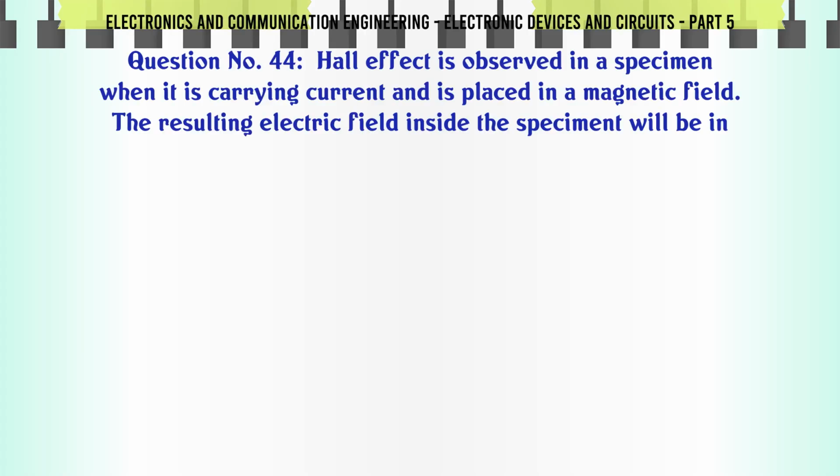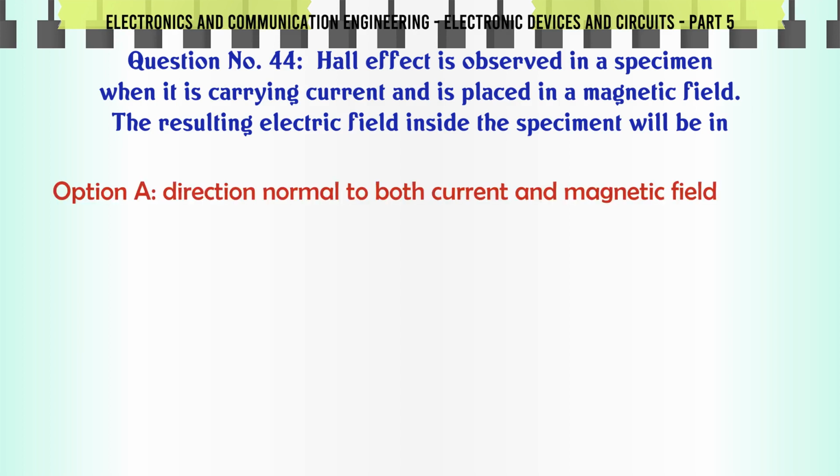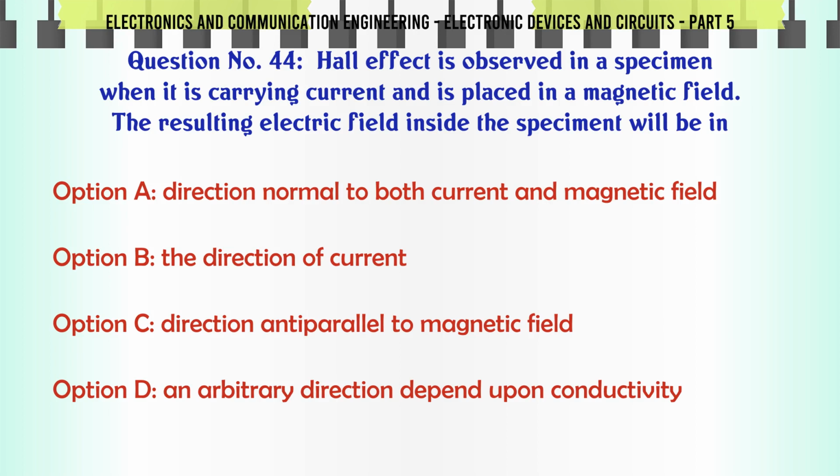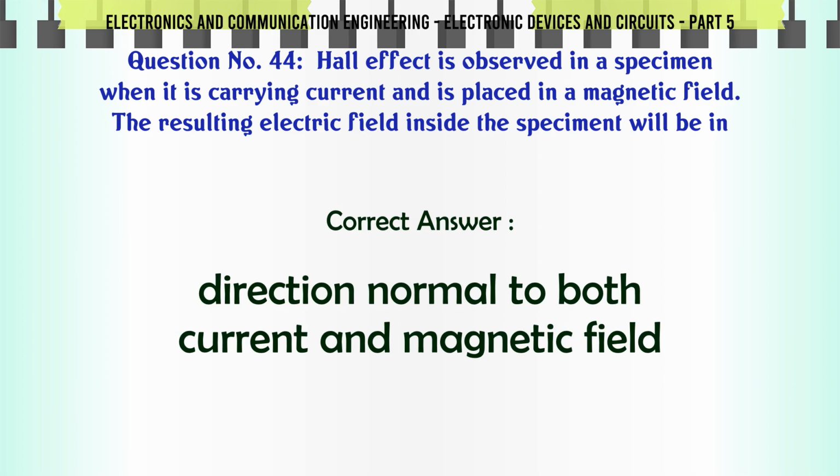Hall effect is observed in a specimen when it is carrying current and is placed in a magnetic field. The resulting electric field inside the specimen will be in A. direction normal to both current and magnetic field. B. The direction of current. C. Direction antiparallel to magnetic field. D. An arbitrary direction depending upon conductivity. The correct answer is direction normal to both current and magnetic field.